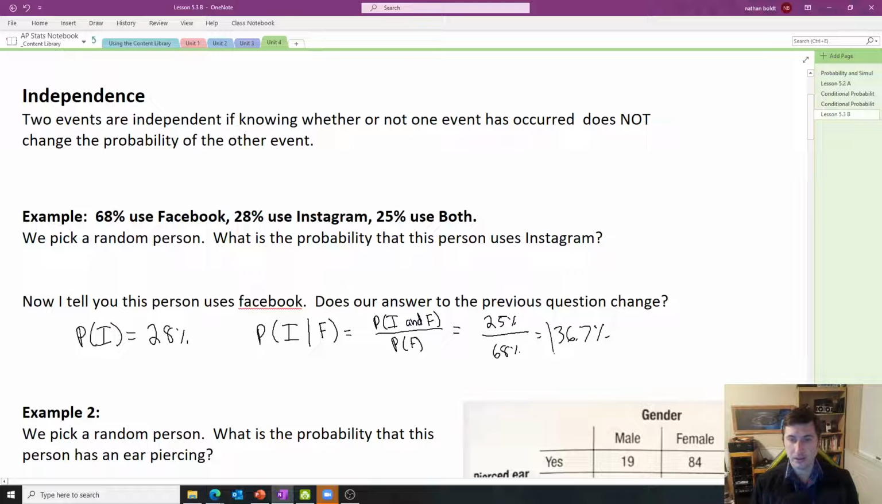Well, look, that is a pretty big change. Now, I'm not looking for them to be exact, 28 point, whatever. But if there's a decent change, then they are not independent. One of them is associated with the other. Knowing that somebody uses Facebook changes the probability that they might use Instagram. So these two events are not independent.